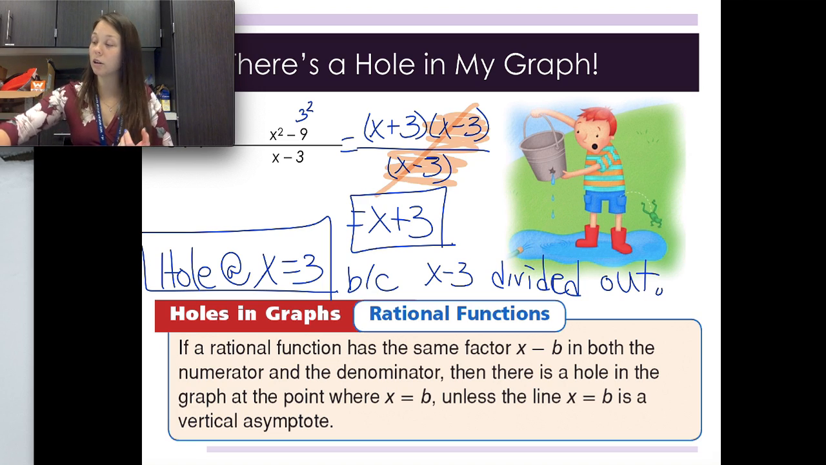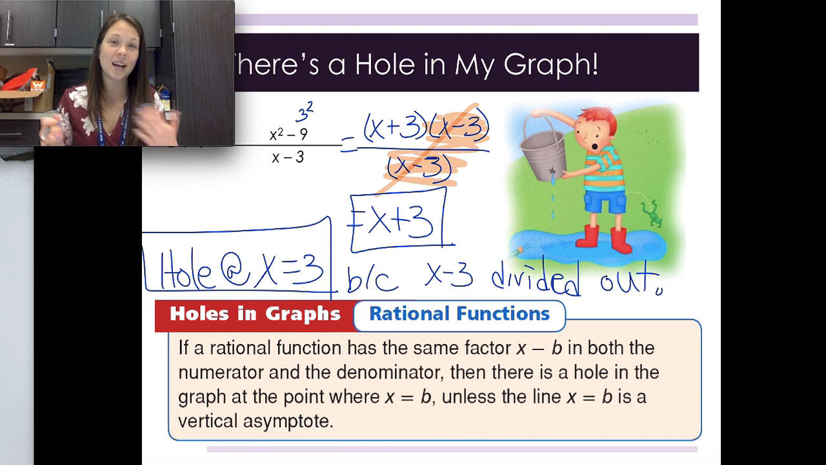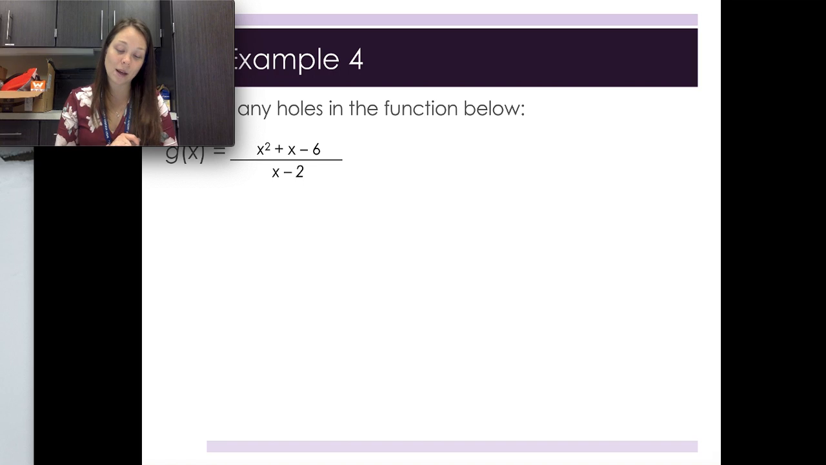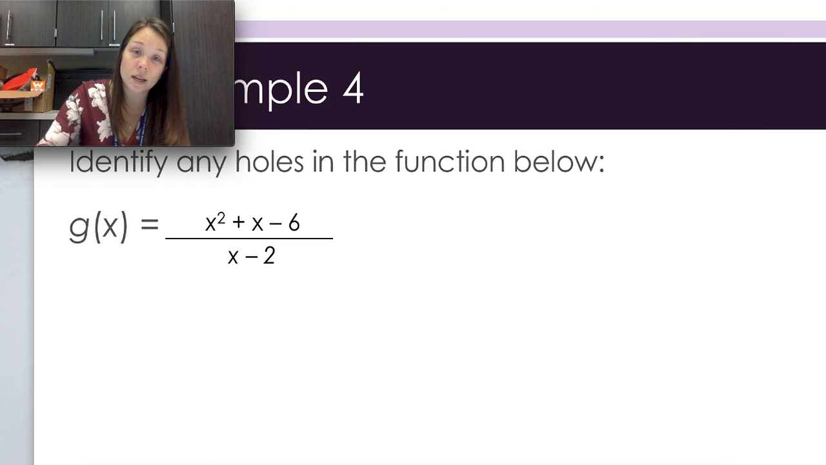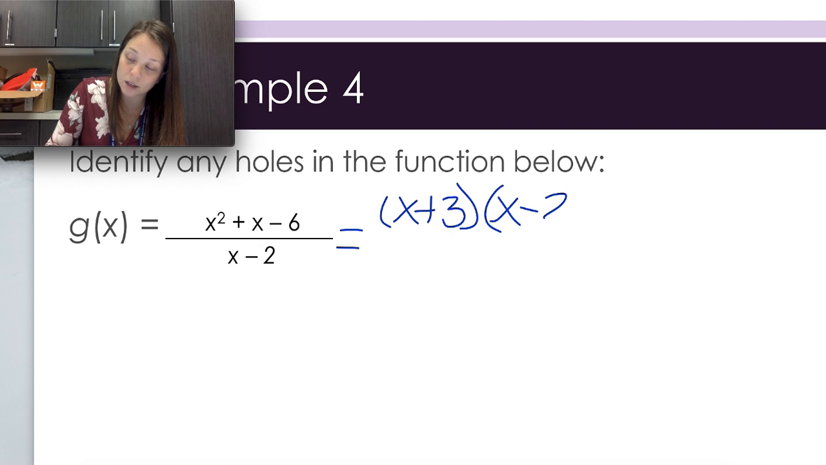This one's a little confusing just because there's a lot of 3's going on in this problem, so let's take a look at one more. We want to identify any holes in the function below, and then I'm also going to show you how to graph the holes. So I have x squared plus x minus 6. My first step is to factor my numerator. It factors into x plus 3 and x minus 2. My denominator then is x minus 2.